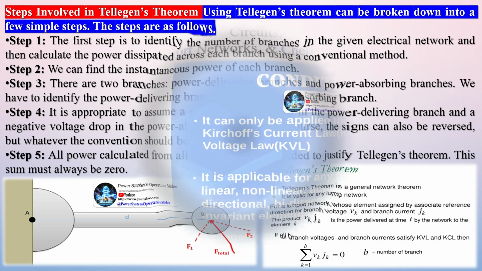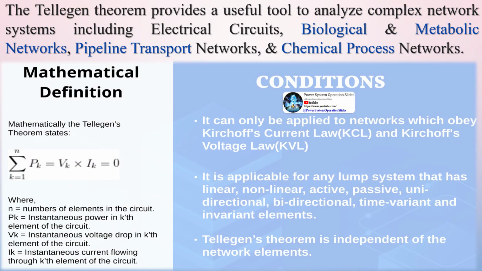Of course, the signs can also be reversed, but whatever the convention, it should be carried throughout. Step 5. All power calculated from all branches must be added to justify Tellegen's theorem. This sum must always be 0. The Tellegen theorem provides a useful tool to analyze complex network systems including electrical circuits, biological and metabolic networks, pipeline transport networks, and chemical process networks.